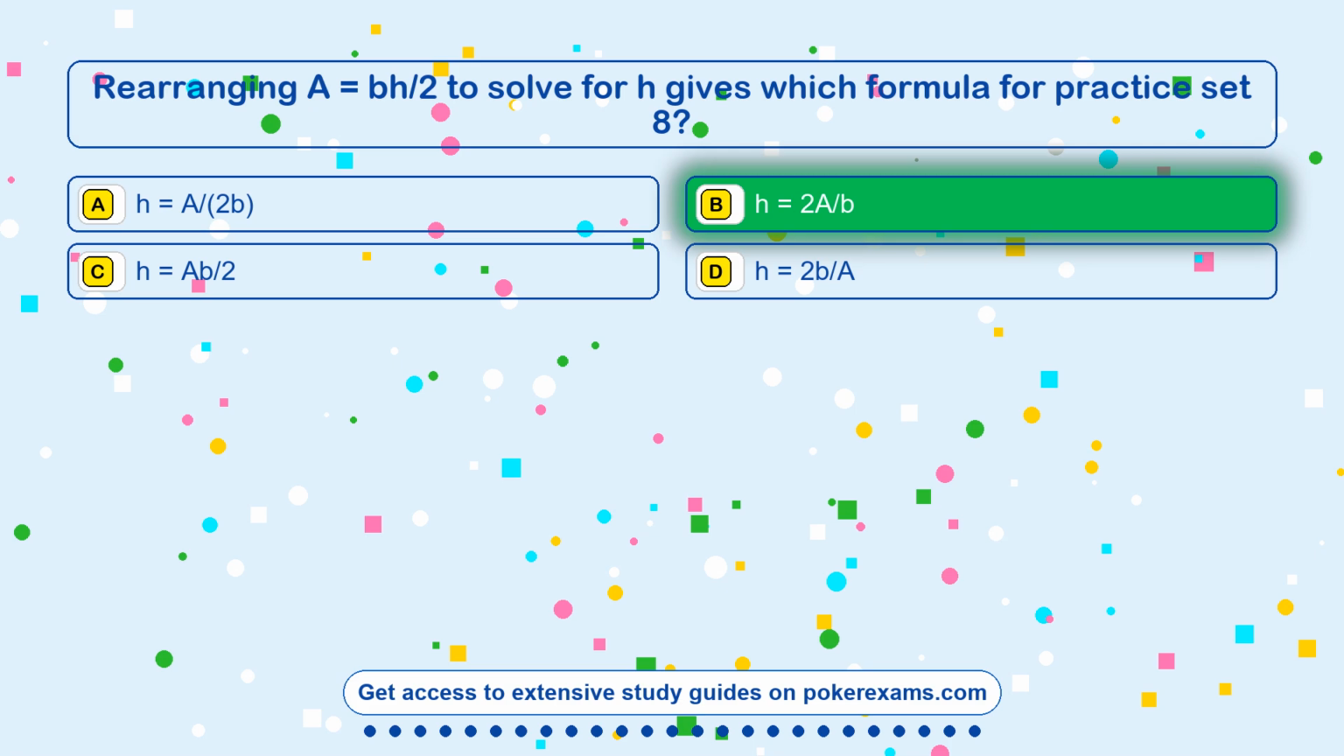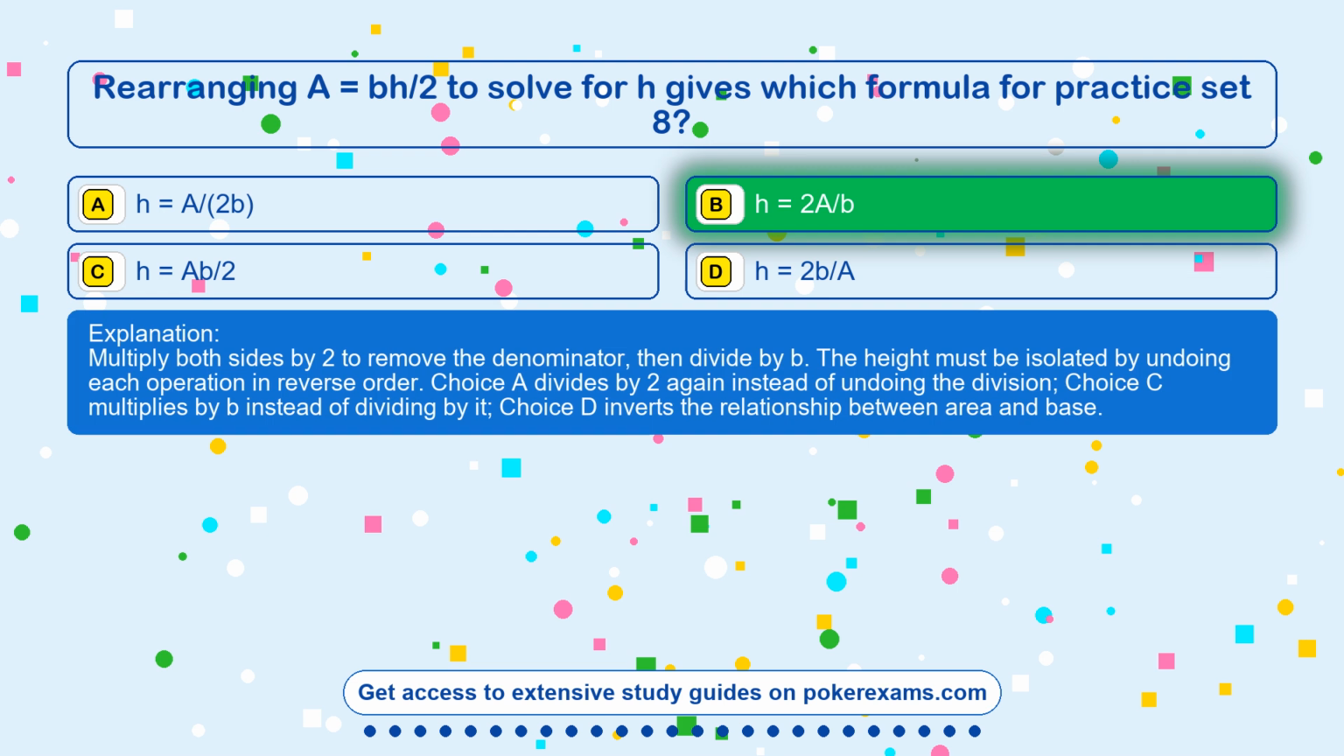The correct answer is option B, h equals 2a/b. Multiply both sides by 2 to remove the denominator, then divide by b. The height must be isolated by undoing each operation in reverse order. Choice A divides by 2 again instead of undoing the division, choice C multiplies by b instead of dividing by it, choice D inverts the relationship between area and base.